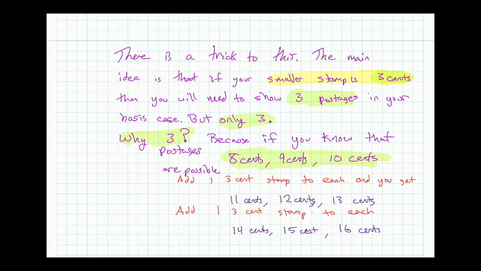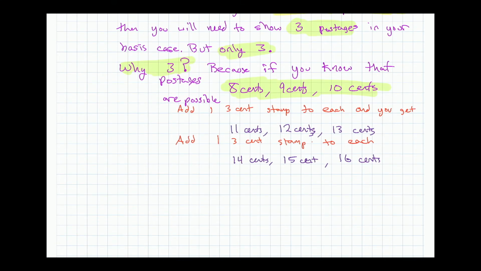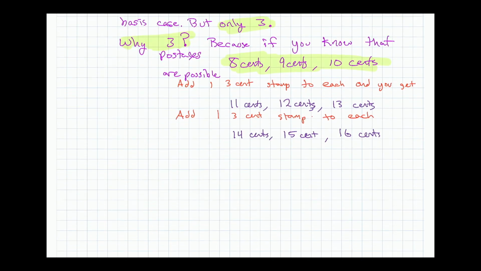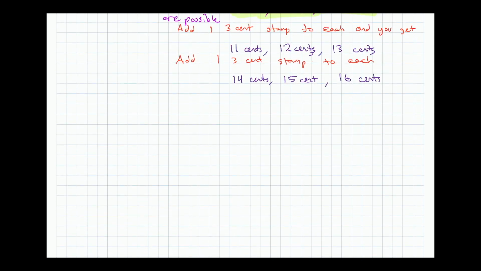So if you saw a problem like this and it was values 13 and like 15-cent stamps, you'd be sad because 13 and 15 or 13 and whatever would make you have to show directly 13 different values by hand, and that would be a pain. But 3, 4, 5, 6, 7, smaller numbers are easier because it's less work. All right, again, so the smaller stamp tells you how many things you have to do in your base case.